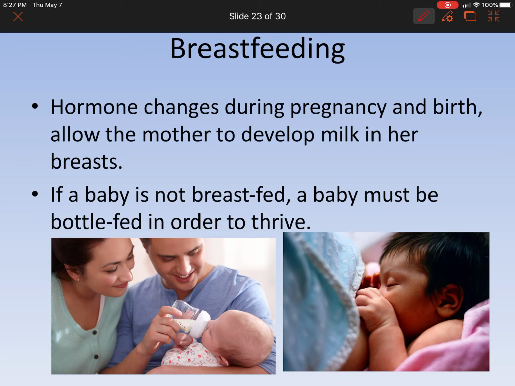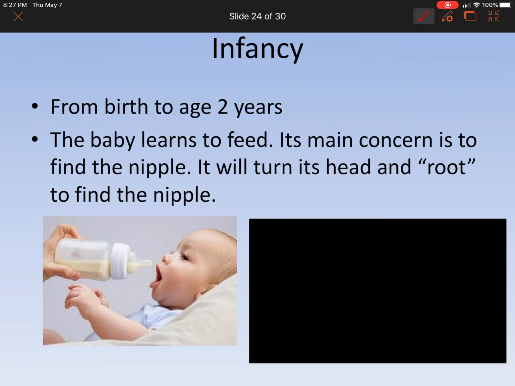Okay, breastfeeding. Breastfeeding is part of the reproductive system for a female. The hormone changes that happen during pregnancy and birth will trigger the mother to develop milk in her breasts. So if a baby is not breastfed, a baby must be bottle fed in order to thrive. There's no other way for the baby to do it. They have to eat milk for that first little bit.